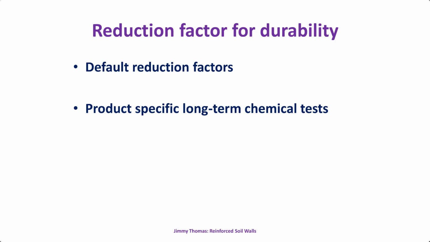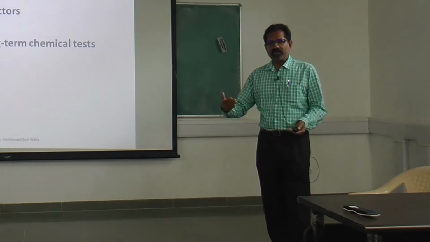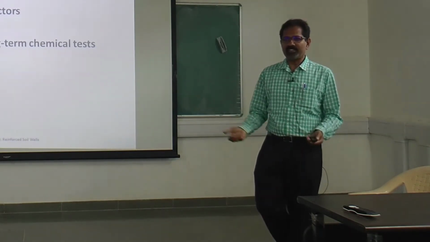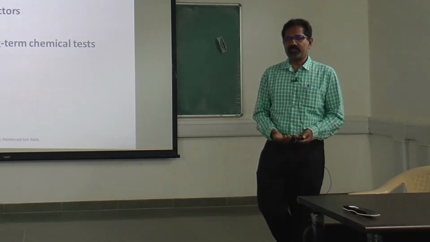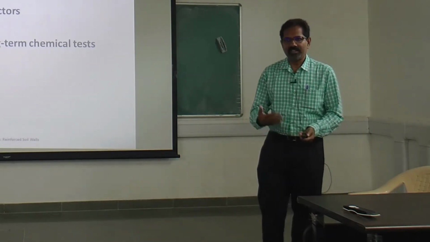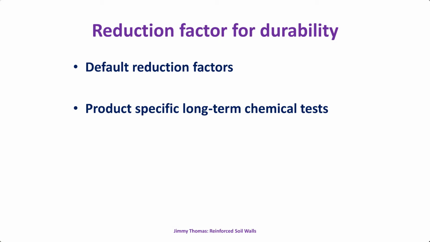Then durability, like our reinforcement is sitting in the soil for 50 years, 100 years time. So it is being attacked by various chemicals, microorganisms. So how much the strength reduces. And fortunately we know polymers are chemically very resistant. So again, there are default reduction factors, or we can go for long-term chemical tests. That means I put my sample into acids, alkalis, exposed at various times, again take it out and test. I can find out how much the strength has reduced. But these are expensive long-term tests.